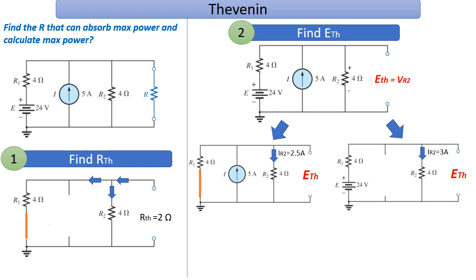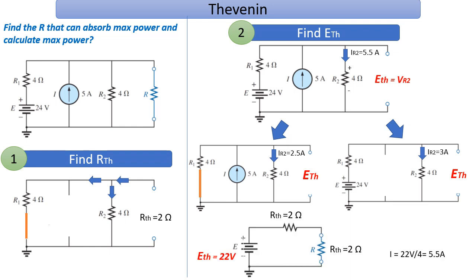So the total current in R2 equals 5.5 ampere, and the voltage will be 5.5 ampere times 4 ohms, which is 22 volts. So we will end up having E Thevenin equal to 22 volt, R Thevenin equal to 2 ohm, and the value of the resistor that can give maximum power should equal the value of R Thevenin, and in this case it will be 2 ohm. So we can calculate the total current flowing in the circuit, which is 22/4, R Thevenin plus the load R, and it will be 5.5 ampere.